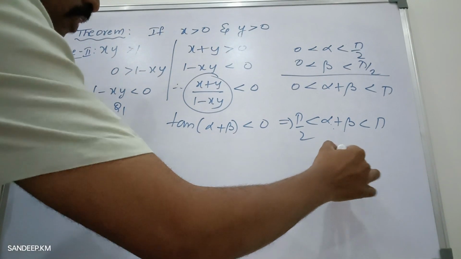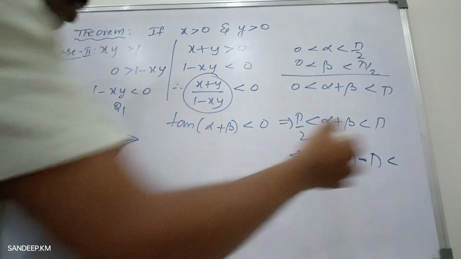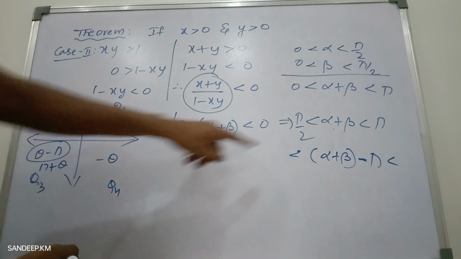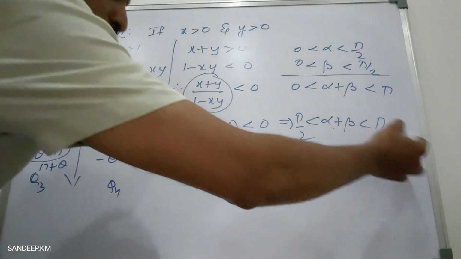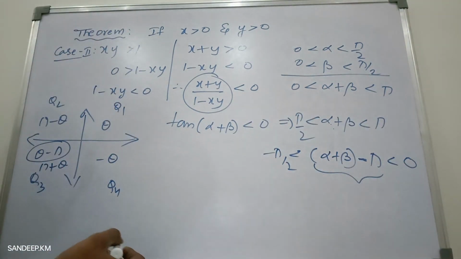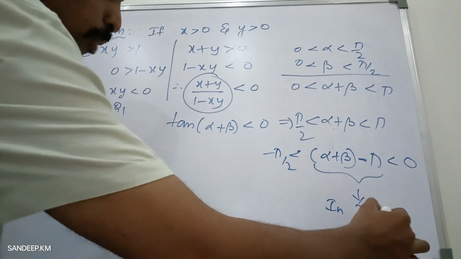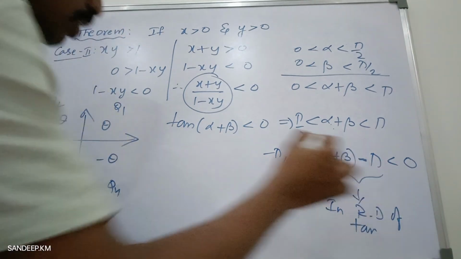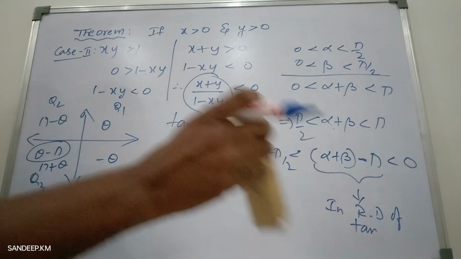So if I take alpha plus beta minus pi, that means I have subtracted pi. So pi by 2 minus pi is minus pi by 2. Pi minus pi is 0. And this is now in the restricted domain of tan function, between minus 90 and 0 degrees. So that is why. Okay, now what I'm going to do.